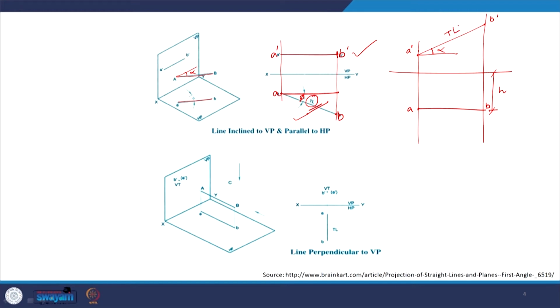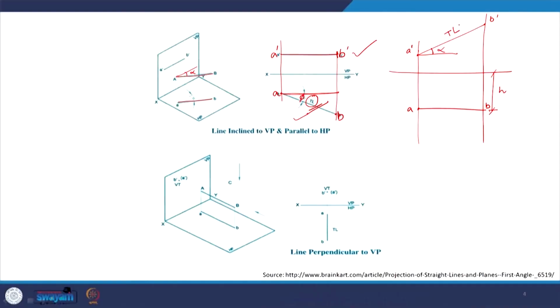So, when we define this problem, any problem for that matter, what we'd say? A line of say 10 centimeters is parallel to VP and makes an angle of 45 degree with HP. So, there are 3 conditions. We know that the line is 10 centimeters, which is the length here. It is parallel to VP, which means that the true length be seen here, and makes an angle of alpha degrees with HP, which is what we are going to see.